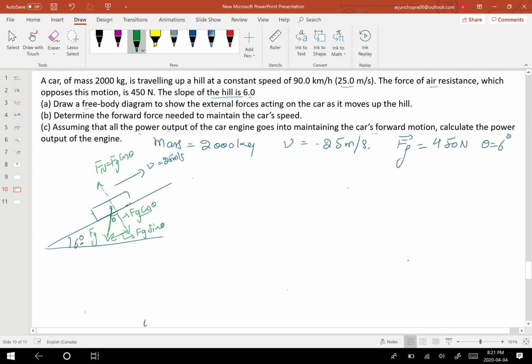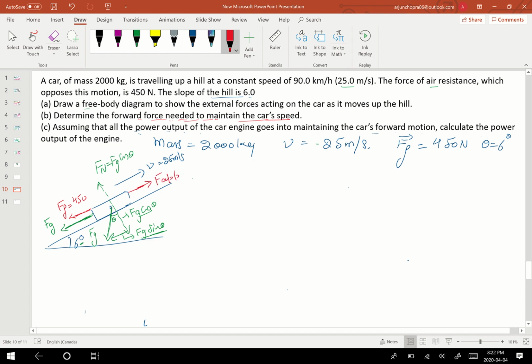And then this value Fg sine theta can also be shown in this direction. This becomes Fg, and then there will be another force because there is a frictional force also acting. I'm going to change the color. So this will be the force due to friction, which in this case is 450 newtons. This is the free body diagram, and now I wanted to determine the force needed to maintain the car speed. So this is what I wanted to find, the force applied.